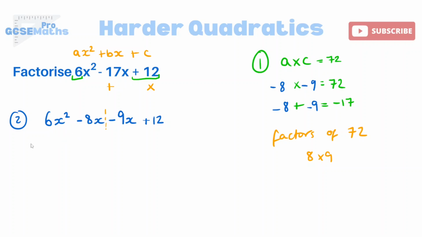Well, in terms of numbers, that's going to be 2. And in terms of the letters, we've got an x, haven't we? Then in the brackets, to get from 2x back to 6x squared, I have to times it by 3x. And then to get from 2x to minus 8x, I need to times by minus 4. Okay, and then we're going to factorise the second bit.